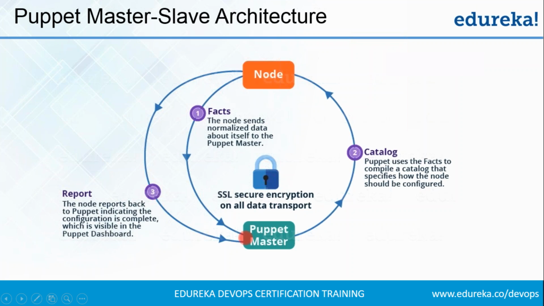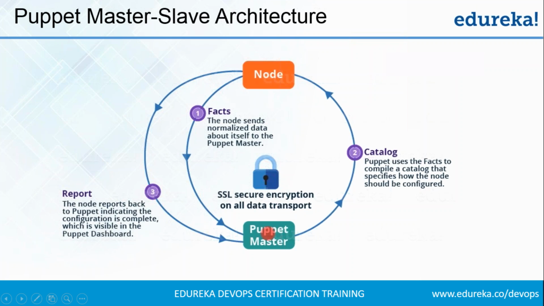Now these facts are made available in the Puppet master's manifest as variables. Don't worry, I'll tell you what exactly a manifest is later in the session. Puppet master uses the facts it has received from the Puppet agent or node to compile a catalog. That catalog defines how the slave should be configured. The catalog is a document that describes the desired state for each resource that Puppet master manages on a slave. It is basically a compilation of all the resources that Puppet master applies to a given slave, as well as the relationships between those resources.